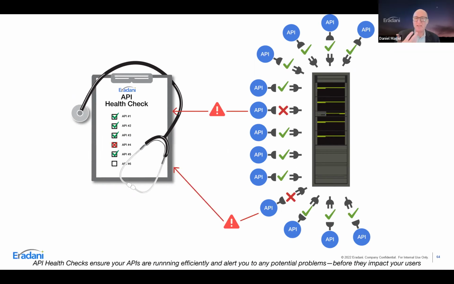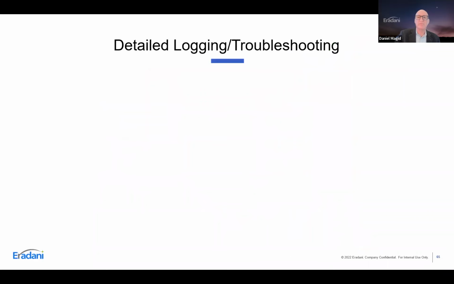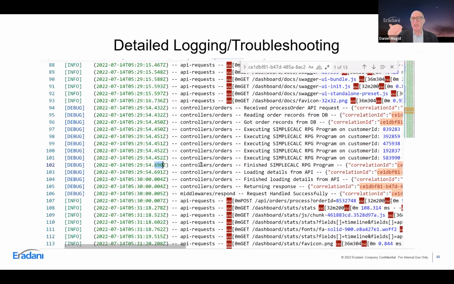I don't want to have to wait until somebody tells me the API is broken to know that it's not working. And then you get detailed logs that say, here's everything that happened. So here you can see in the log, I got an API request. I read some records from the database. I executed a bunch of RPG program calls. I executed an API call to an outside API. So I can see everything that's happening. And if something breaks, I can see exactly where it breaks and I'll get meaningful error messages. I can also see the timing. So if there's a slowdown, if something is not going fast, I can see where the slowdown is occurring.